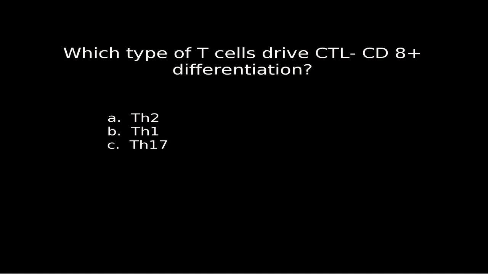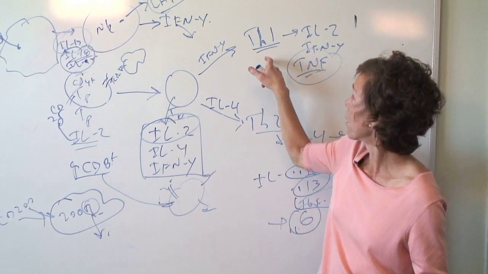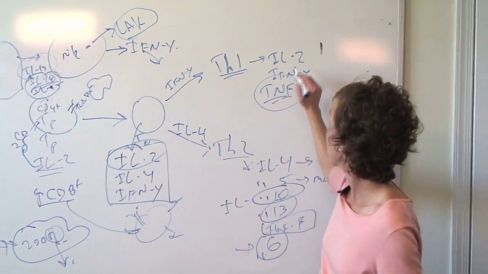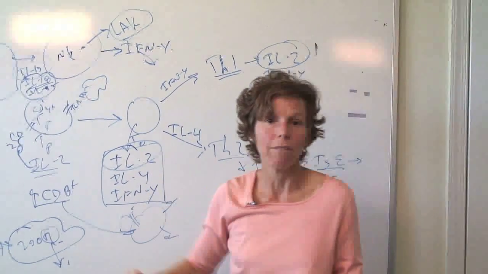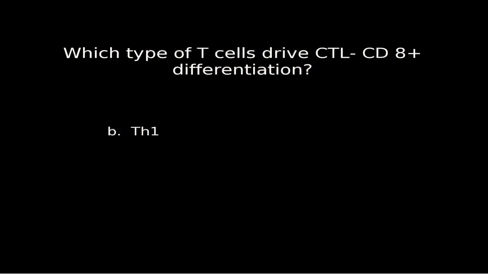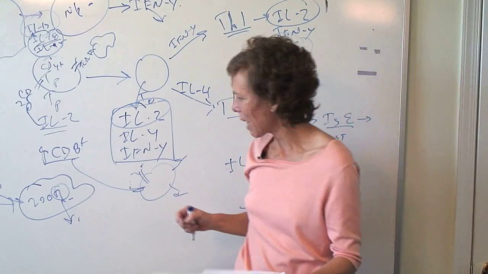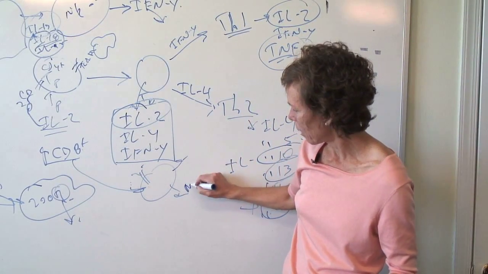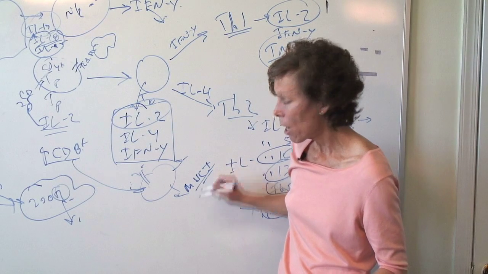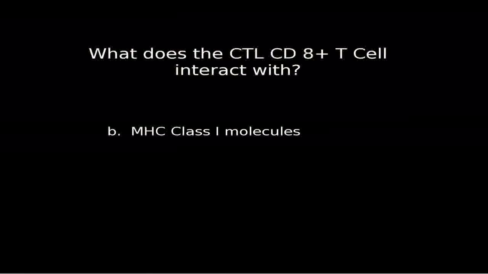Number 12: which type of T cells drive cytotoxic CD8 positive differentiation? That's going to be your Th1 cytokines, because again, this IL-2 is going to drive that process. So that's who's going to drive that, and the answer would be B. Number 13: what does the cytotoxic CD8 positive T cell interact with? We've talked about that. That's the MHC class 1 molecule, displayed on all nucleated cells.